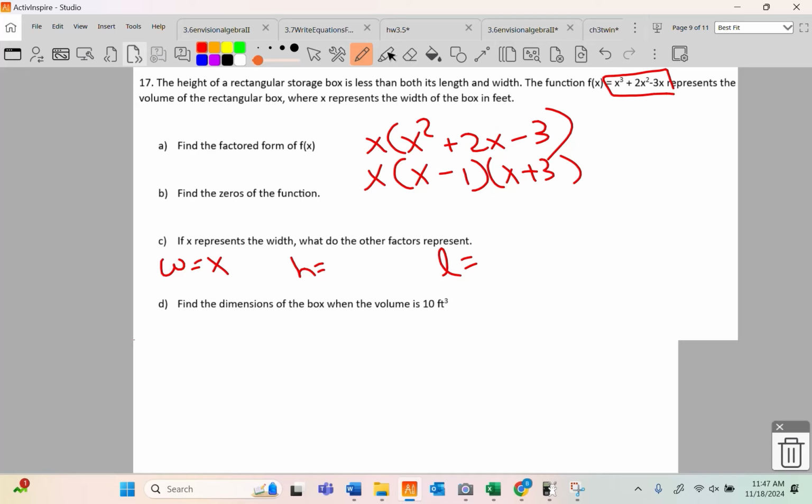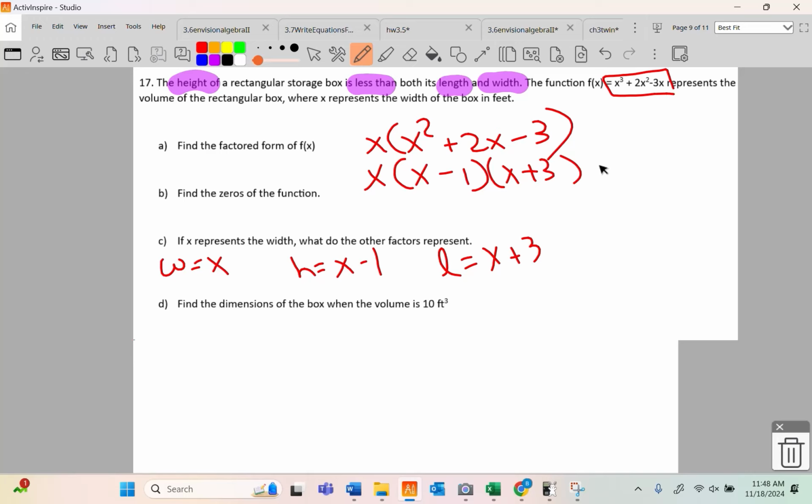Read the passage. It'd be x minus one. The height is x minus one. It's less than. So it's the height less than length and width. So if the width is x, the height has to be smaller, so you're taking something away. The length has got to be the other piece, the x plus 3. Length usually means long piece.